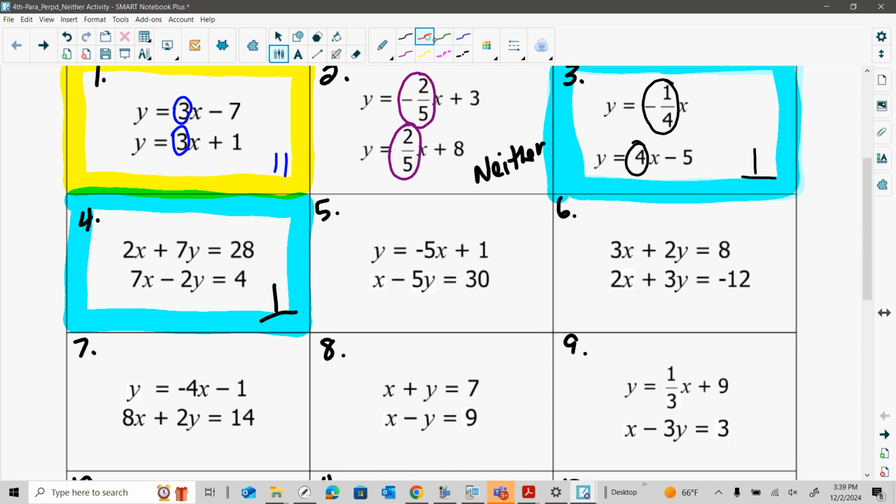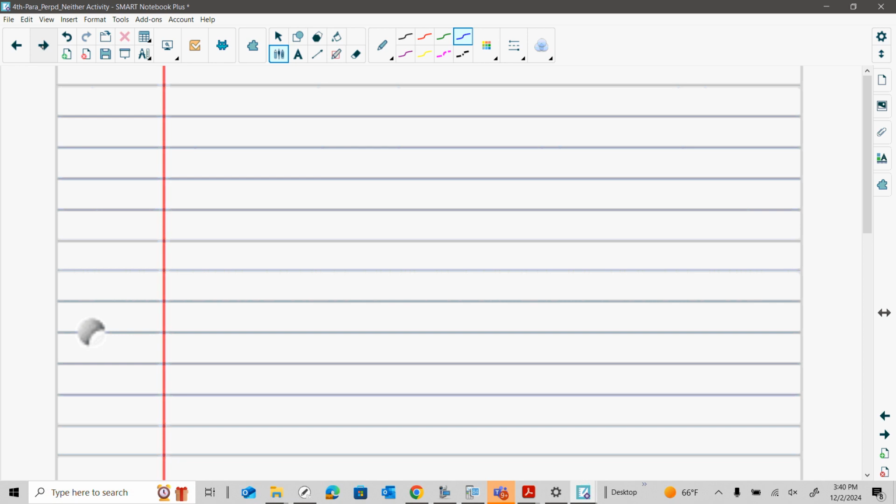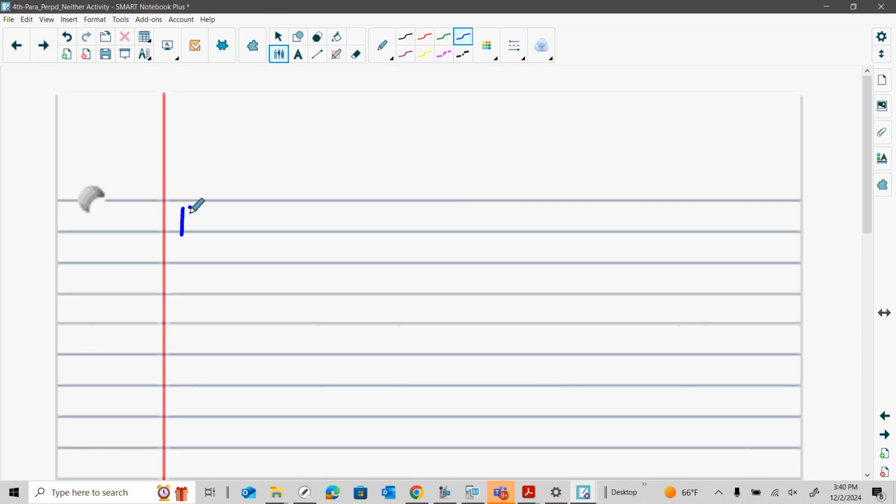And right off the bat, let me just change my font here. I can see this first equation is in slope-intercept form, and the slope is -5. So what I need to do is find the slope of the second equation, which is not in slope-intercept form. So I'm going to have to work that out on our paper. So if we go here, I'm going to make this number 5. We did number 4 in our paper as well in class.